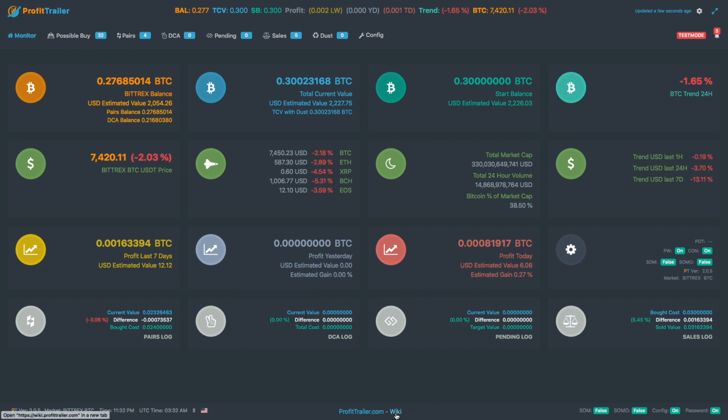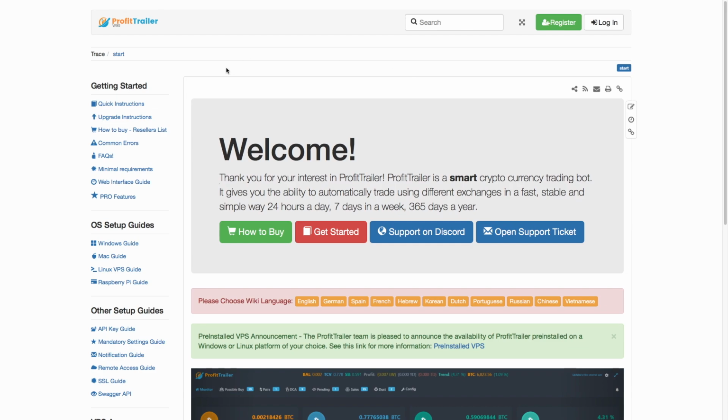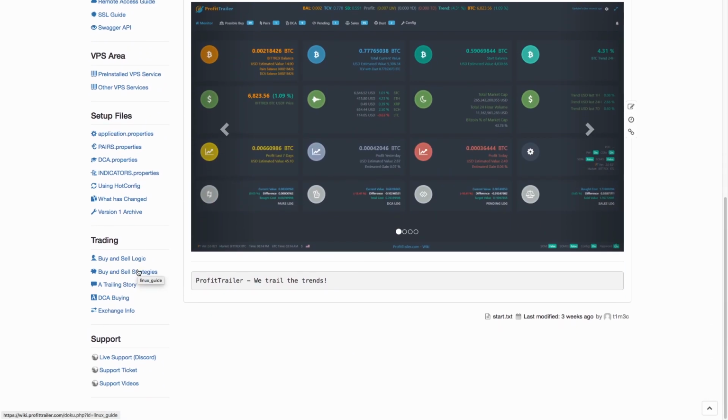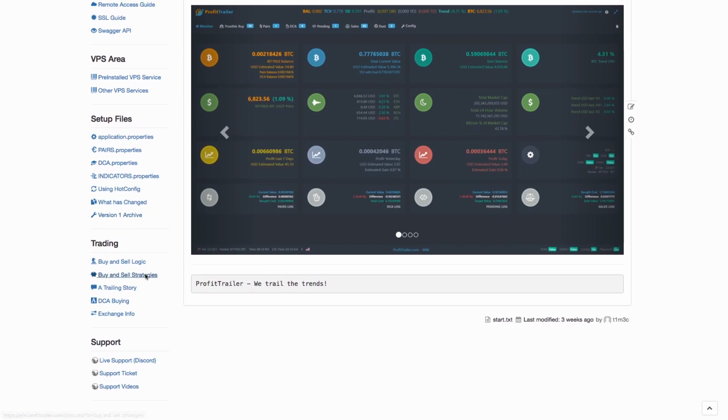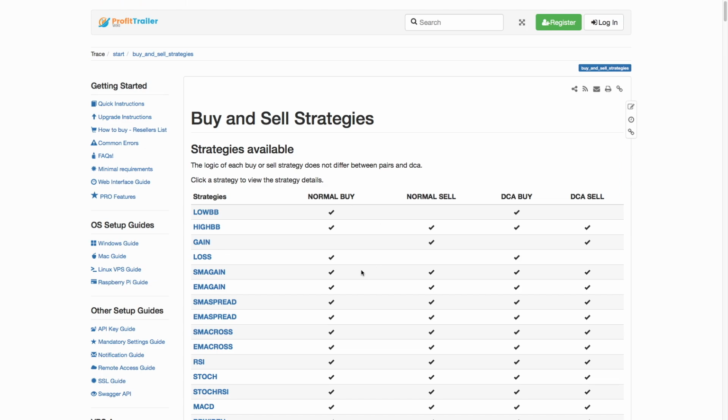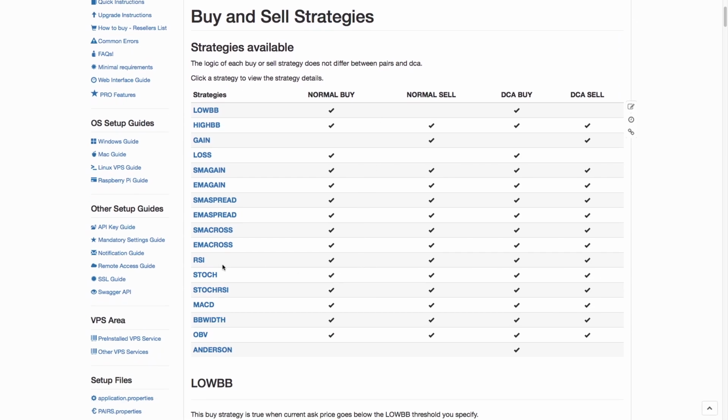I just click on my Wiki link down here at the bottom of my monitoring page, come to the welcome page, and then down to trading, and click buy and sell strategies. Back in this matrix, we find Stochastic Oscillator here on the left towards the bottom. It's abbreviated as STOCH, as we call it for short.